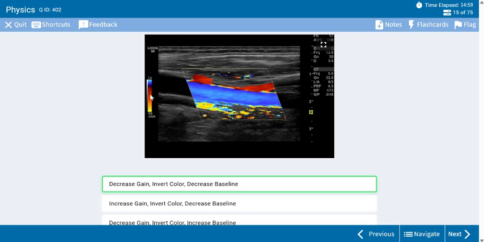I would say the scale, increase it, the PRF, if we did invert it and it wasn't as bright. But if we did invert it and it was the same, we would just adjust the gains, so the color max.